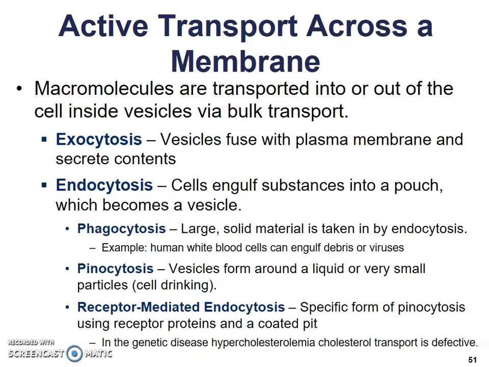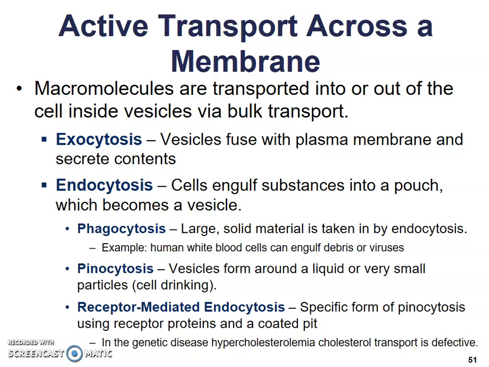Endocytosis is when a cell engulfs substances into a pouch, which will then become a vesicle. So the cell membrane, the plasma membrane, just kind of wraps around it and brings it in, forms a vesicle, and then that vesicle is then processed. It is broken down so that the stuff that's inside of it can be used. This endocytosis can be broken down into 3 categories.